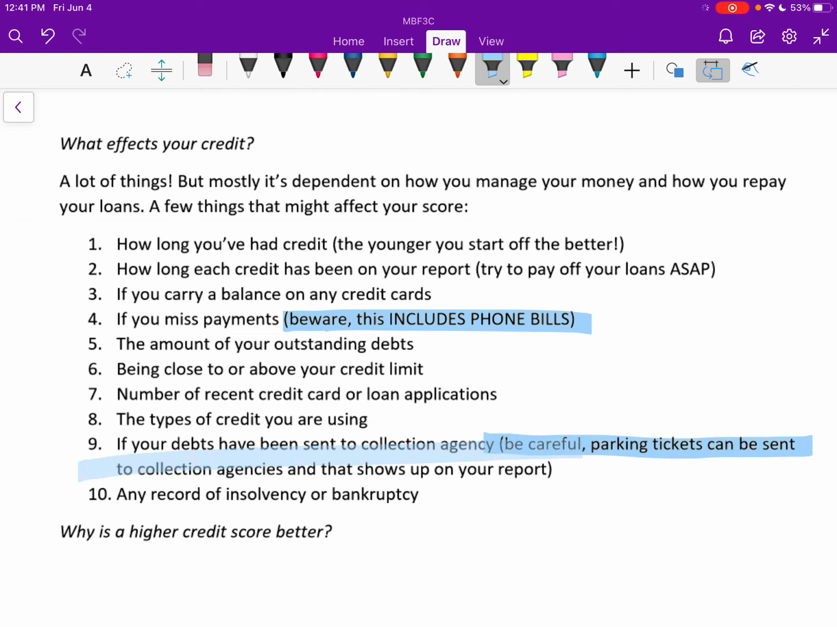If your debt has been sent to a collection agency, that's also really important to remember. Parking tickets can be sent to collection agencies, so they can show up on your credit report. While technically they legally can't arrest you for not paying your parking tickets, it can negatively affect your credit. Any record of insolvency or bankruptcy also goes on your credit.